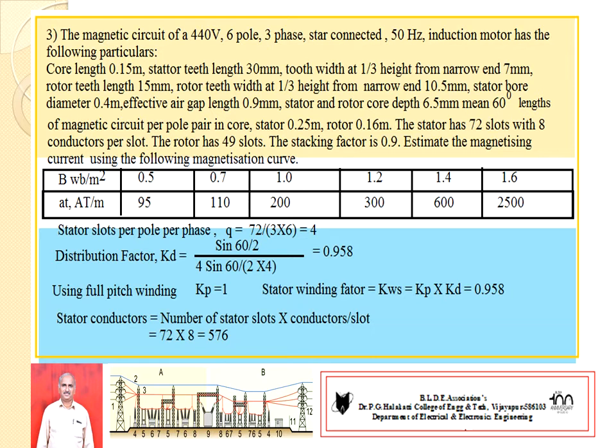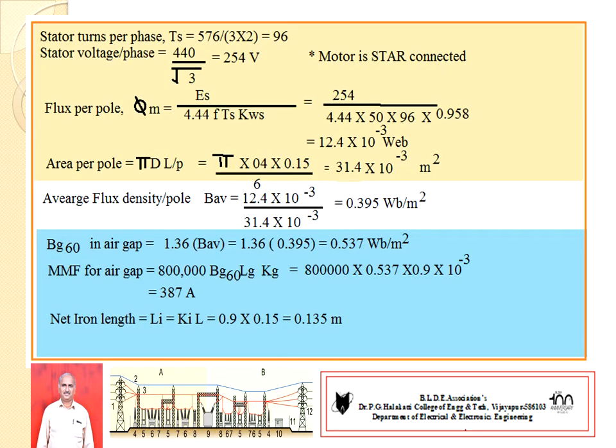So total number of stator conductors equal to total number of stator slots into conductors per slot. You determine 72 into 8. This value we are going to get around 576. So after this, go for calculation of stator turns per phase. That should be equal to total conductors divided by 6. This value you are going to get around 96.